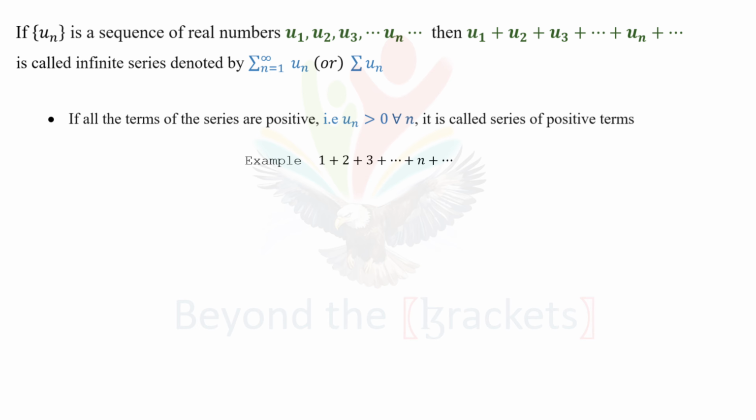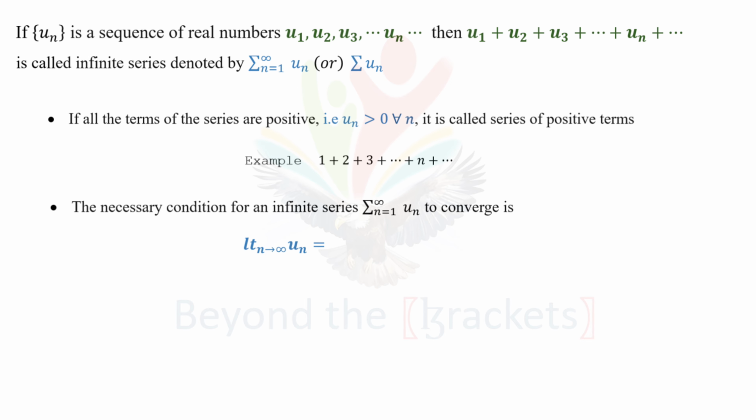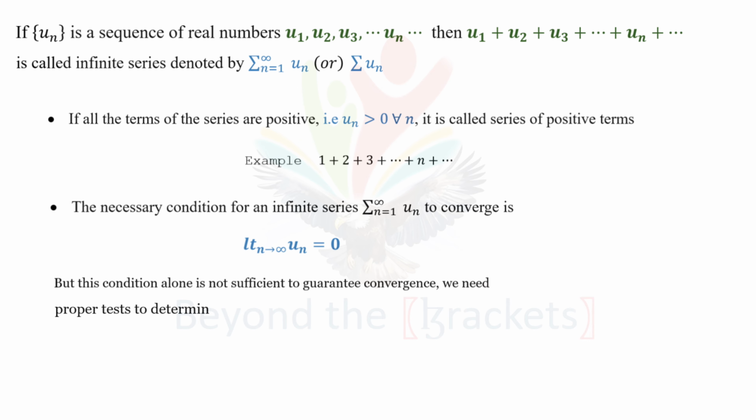For example, consider this series. As all the terms in this series are positive, this is called a positive term series. An important point to remember: for a series to converge, its terms must approach 0 as n tends to infinity. That is, limit as n tends to infinity, un is equal to 0. But this condition alone is not sufficient to guarantee convergence. So we need proper tests to determine whether a series converges or diverges.